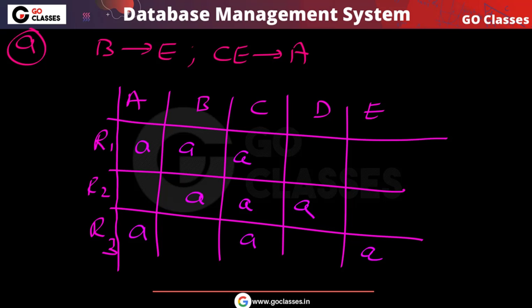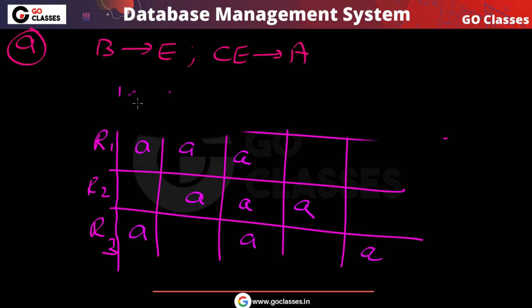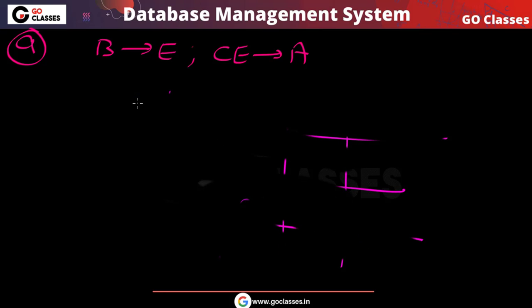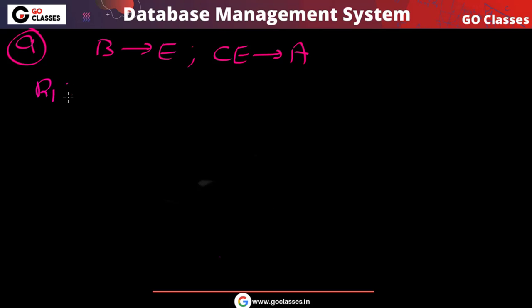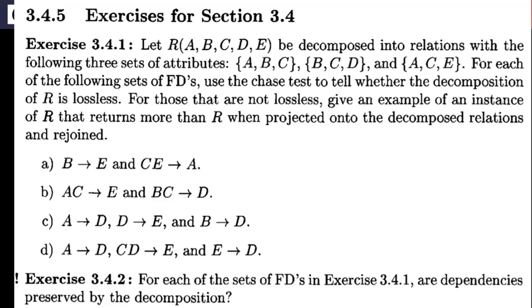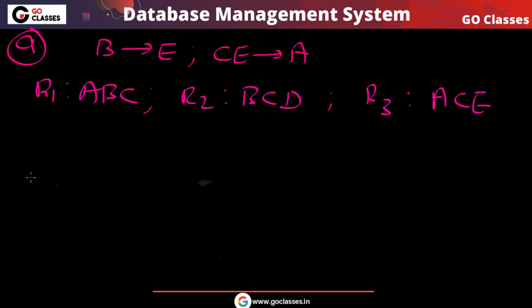So let's see the dependency preservation. Now this is the set of functional dependencies, and what is our decomposition? Our decomposition is like this: we have ABC, we have BCD, and also we have ACE. So this is our decomposition: ABC, BCD, ACE.